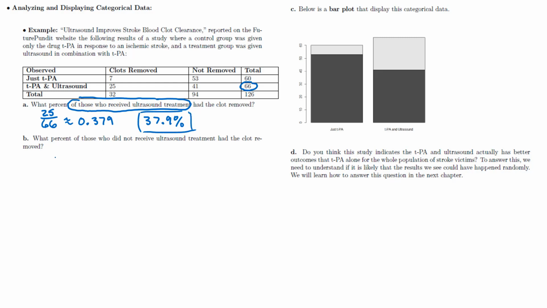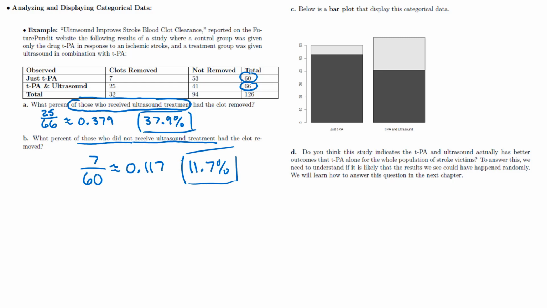All right, what percent of those who did not receive the ultrasound treatment had the clot removed, right? So out of the control group of our experiment here, well, of those who did not receive ultrasound treatment, so that means we're not talking about all 126 people in the study, we're talking about these 60 that got only the drug. So we have 60 in the bottom of our fraction there. And only 7, right? Only 7 of them had their clot removed. And so we get 0.117, which is 11.7%.